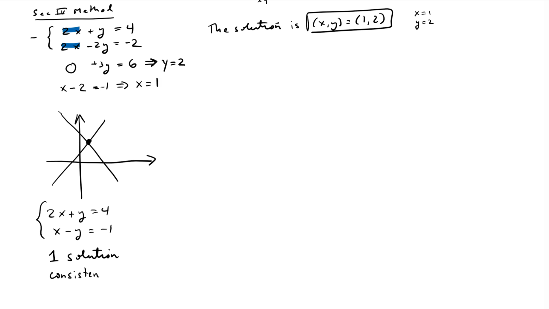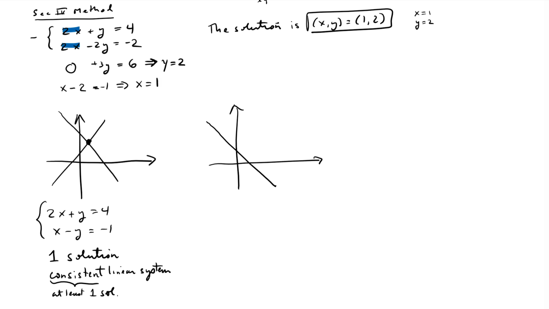When there is at least a solution, we say it's a consistent linear system. Consistent means there's at least a solution. Consistent linear system, and consistent means at least one solution. That's the definition of that word in this context.